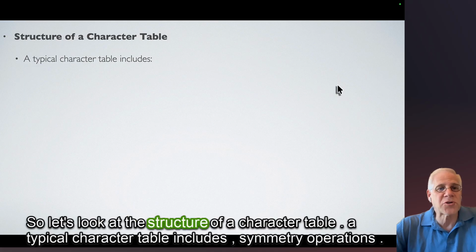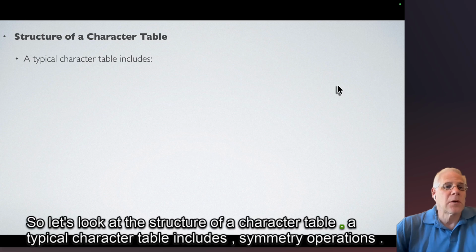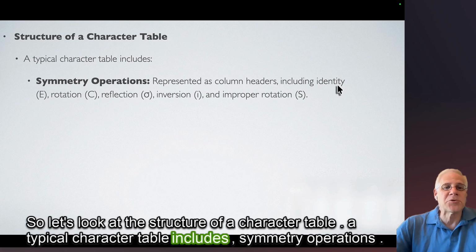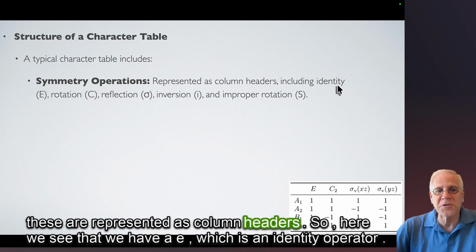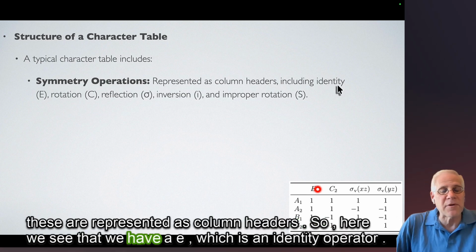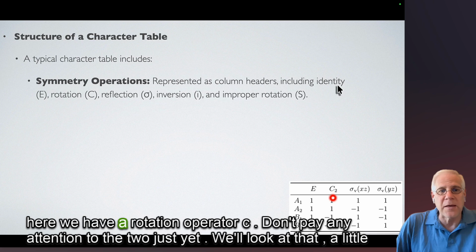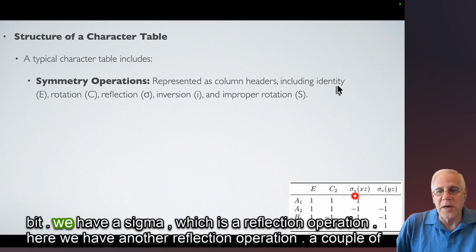So let's look at the structure of a character table. A typical character table includes symmetry operations. These are represented as column headers. So here we see that we have E, which is an identity operator. Here we have a rotation operator C. Don't pay any attention to the 2 just yet. We'll look at that in a little bit. We have a sigma, which is a reflection operation. Here we have another reflection operation.